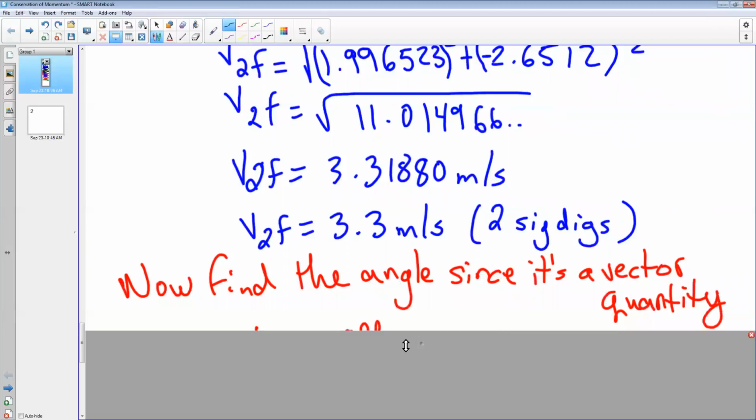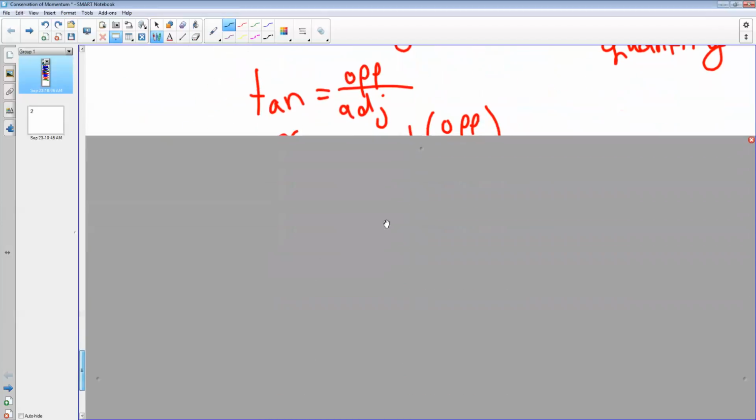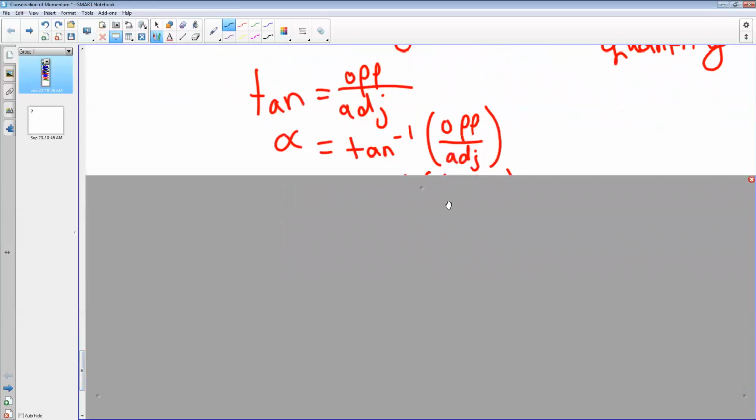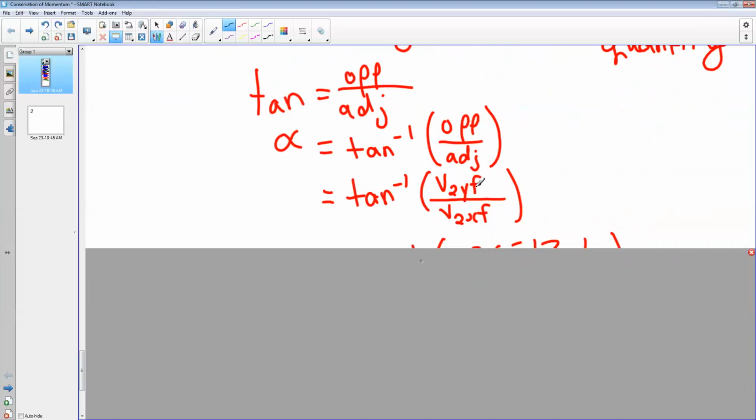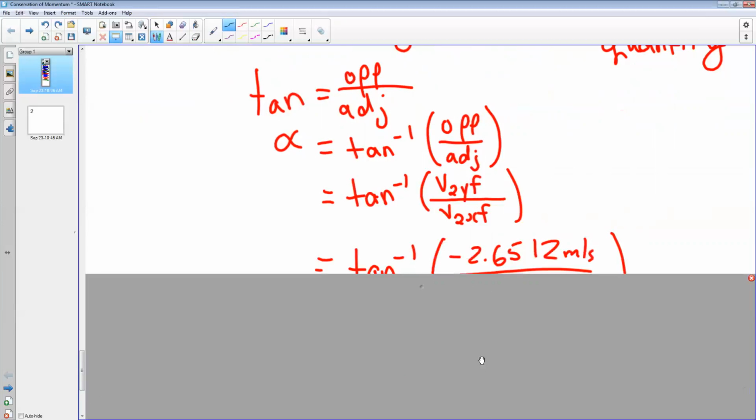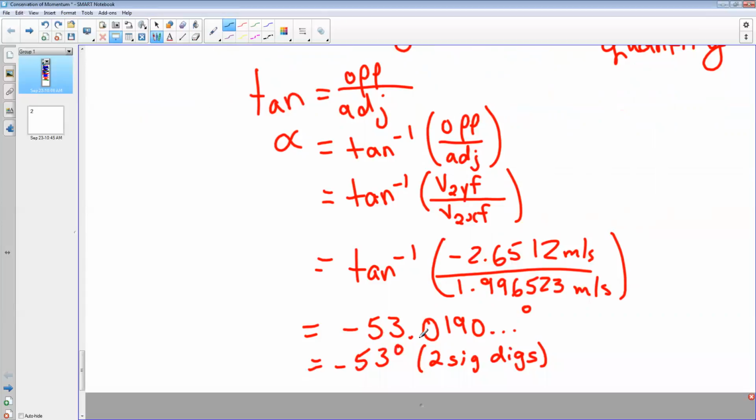Now find the angle. To do the angle, because we had a right angle triangle, we have to do opposite over adjacent using tan. So with that, we're going to find the angle that we are looking for, which is opposite over adjacent, which is the y over the x. Okay, so negative 2.65, what you got earlier, over 1.996523. It's best to use the whole value. You will realize you get negative 53.0190, 2 sig digs, negative 53 degrees.